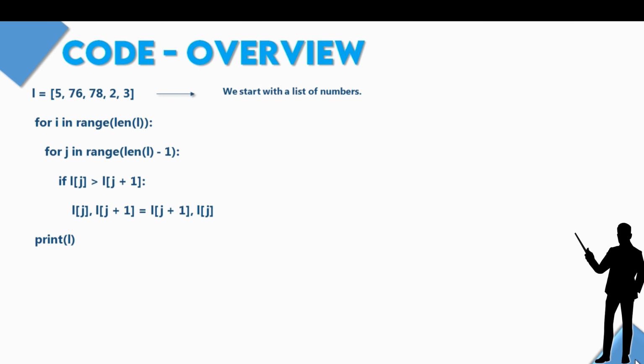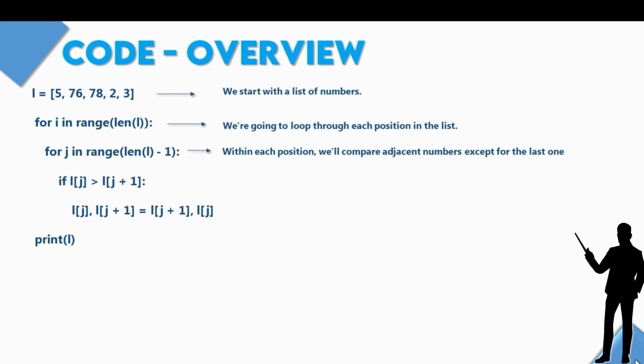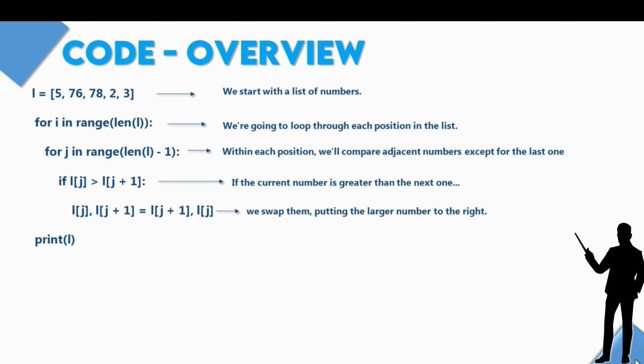We start with a list of numbers. We're going to loop through each position in the list. Within each position, we'll compare adjacent numbers, except for the last one. If the current number is greater than the next one, we swap them, putting the larger number to the right.